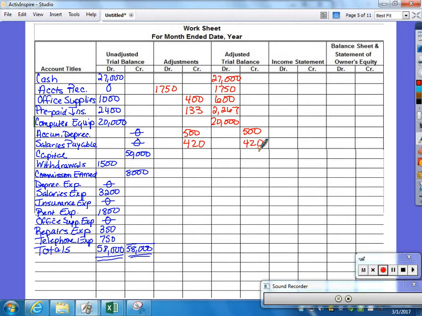What about capital? It didn't change, so we just bring that 50,000 over. Withdrawals, did it change? No, so we can just bring that 1,500 over. Commissions earned, yes, it changed. Did it increase or decrease? Increased, by how much? 1,750, which means our new balance should be 9,750 on the credit side.